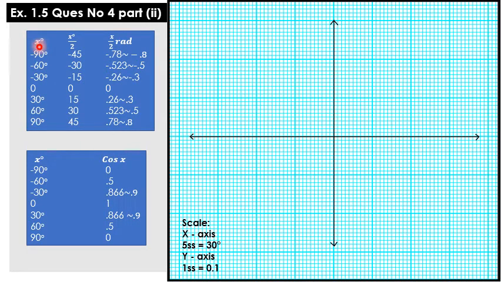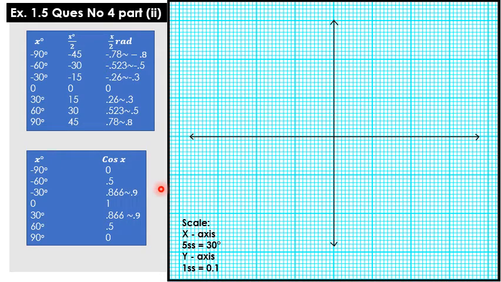You can see we have taken the values of x in degrees at a gap of 30 degrees from minus 90 to plus 90. Then we divide all these by 2 and convert them to radians. You can see we have approximated the values to one place of decimal. So these are the values of x and these are the values of y1. Then again the same values of x, minus 90 to plus 90 at a gap of 30 degrees, and we take cos at all these degrees and get the values of y2, again approximated to one place of decimal. So these are the values of x and these are the values of y2.